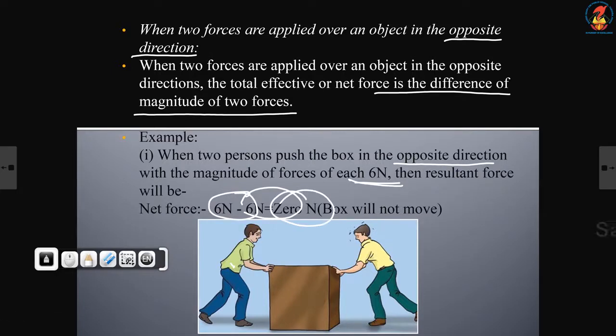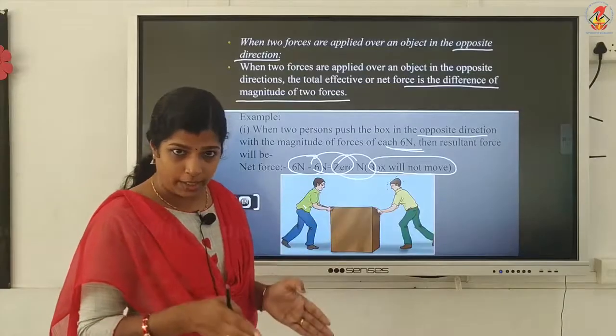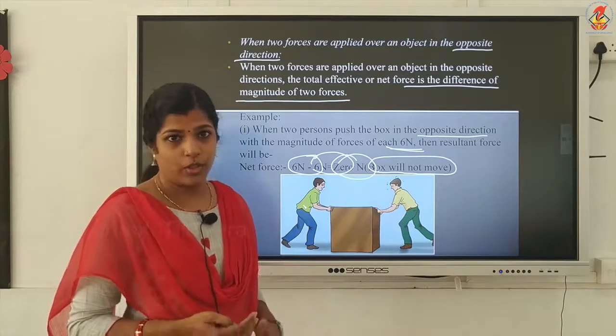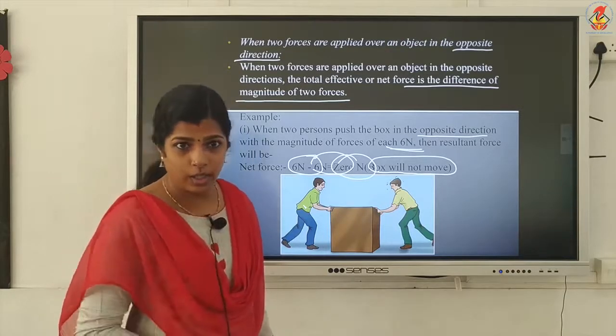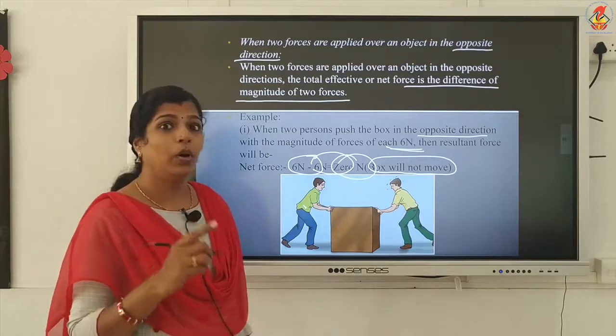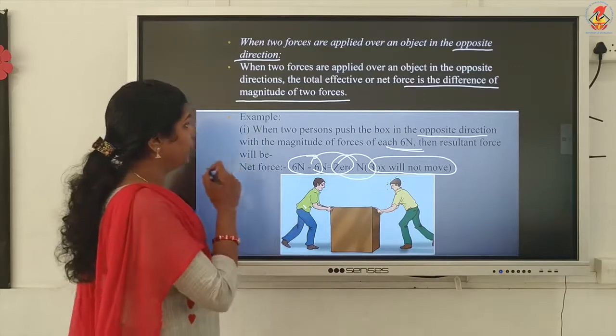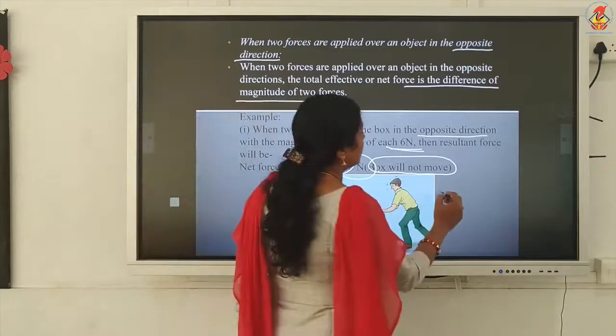Then one more point I added here. The box will not move, which means the net force is 0. When you take the difference of 6 Newton and 6 Newton acting from opposite directions, you get the net force as 0 Newton. In that case, the box will not move. So this type of force is known as balanced force.